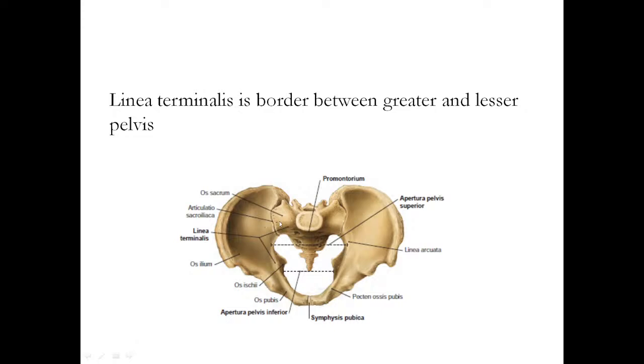Linea terminalis: what you see includes linea arcuata and pecten ossis pubis, which form the linea terminalis. The linea terminalis is the border between the greater and lesser pelvis.